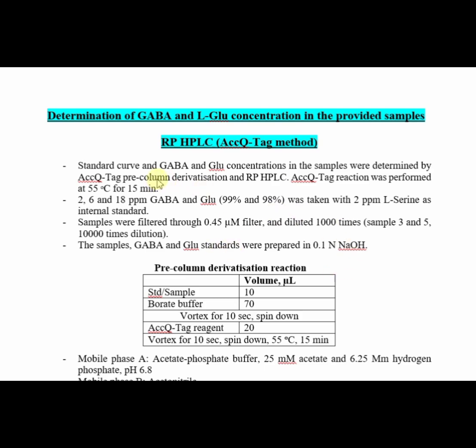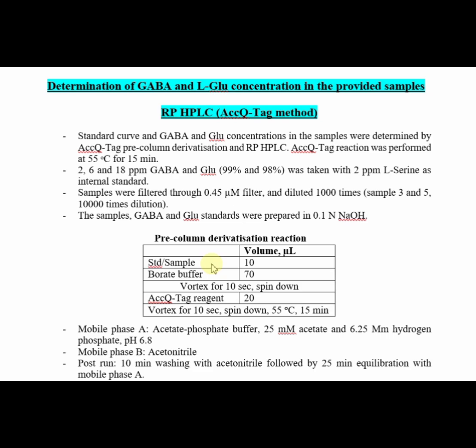First of all, the standard curve and GABA and glutamate concentration in the samples will be determined by the AccQ-Tag pre-column derivatization method. The AccQ-Tag reaction is performed at 55 degrees centigrade for 15 minutes. So this is the table for the pre-column derivatization reaction.